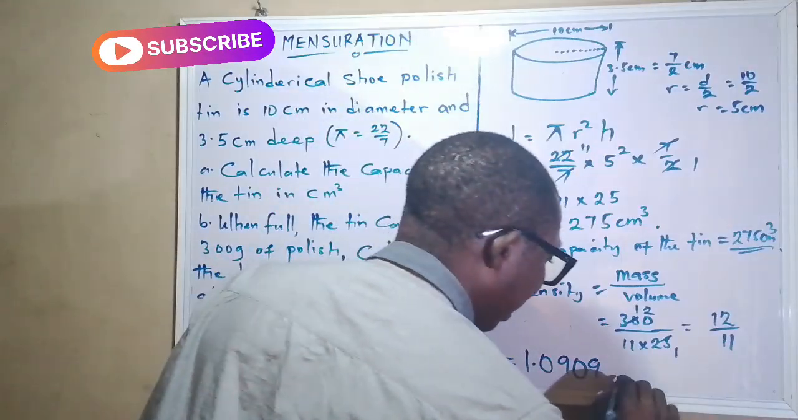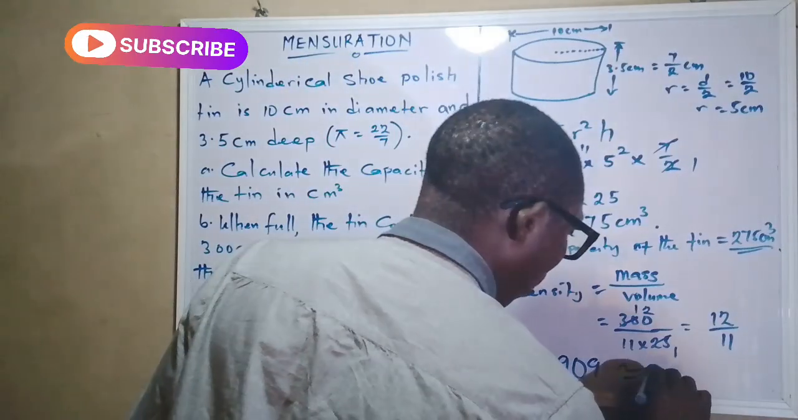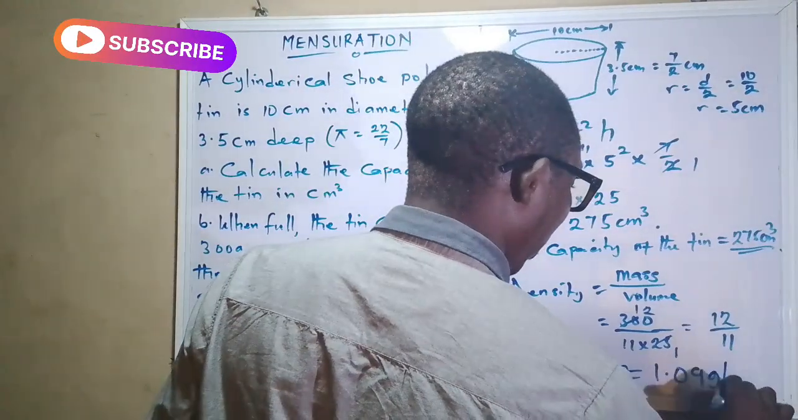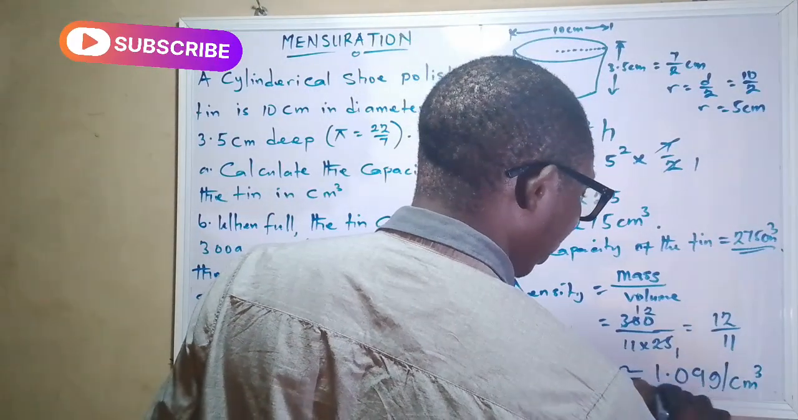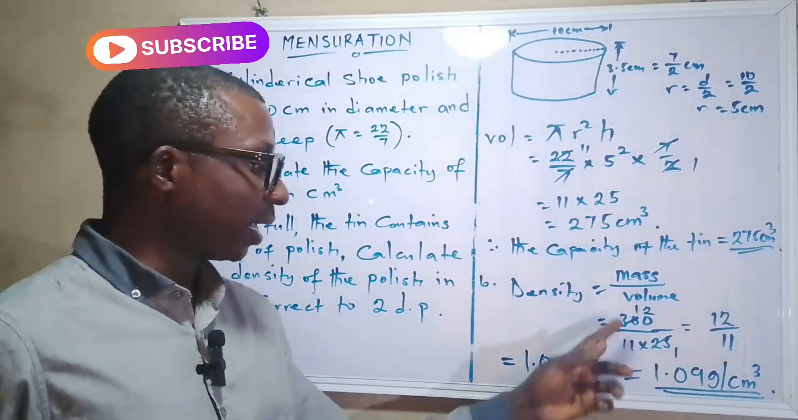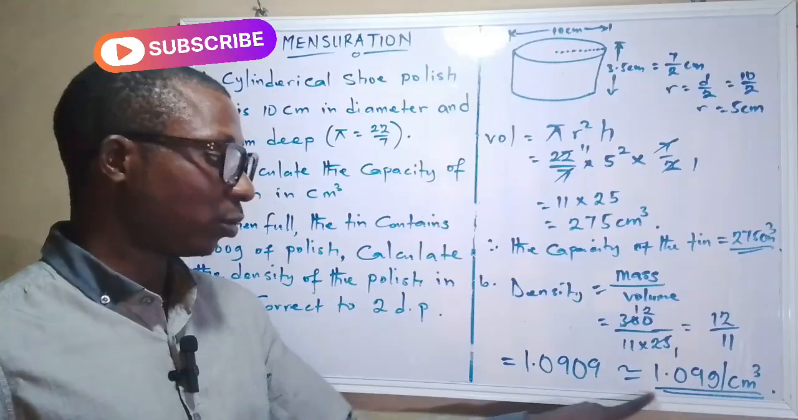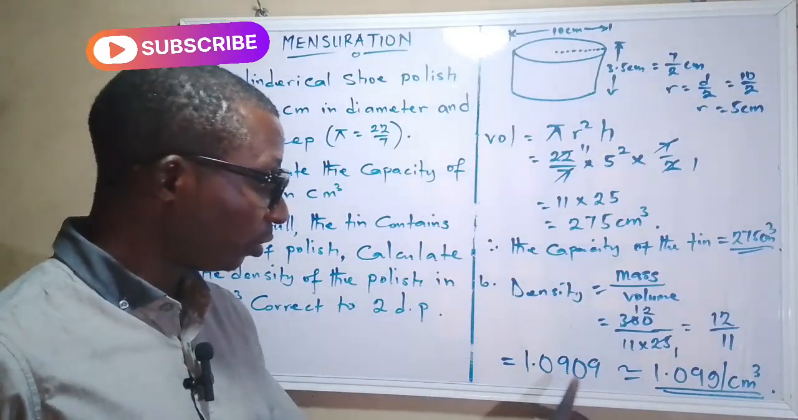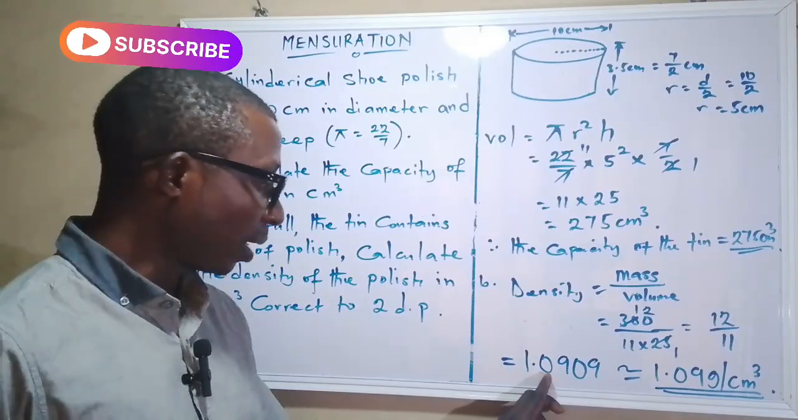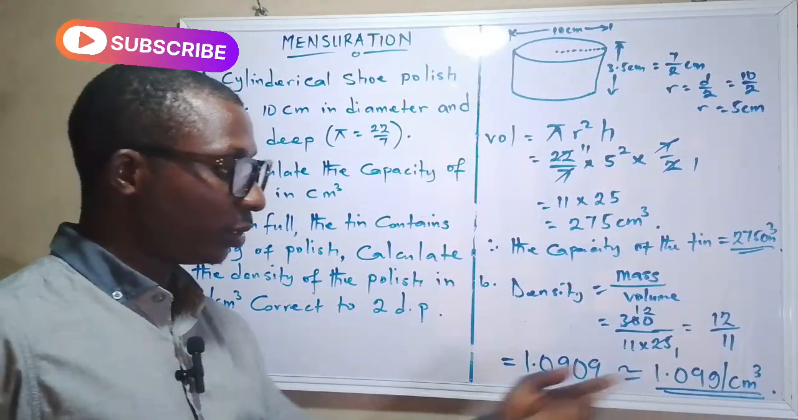So for our answer, you have to correct to 2 dp. It's going to be 1.09 gram per centimeter cube. This is going to be the density of the polish. If you can't divide like this, you can make use of your calculator. So correcting to 2 dp, just count 2 digits after the decimal point, 2 decimal places. You count 1, 2. So this is going to be the answer.